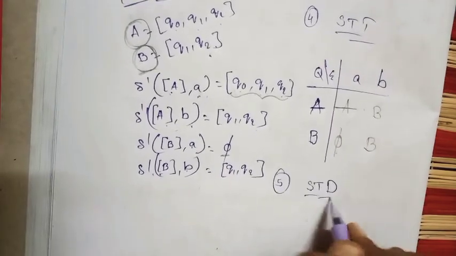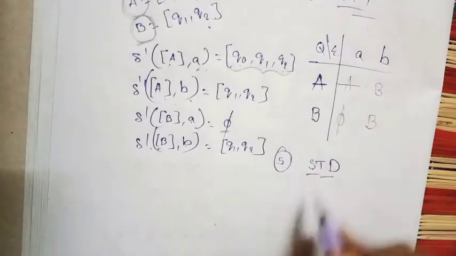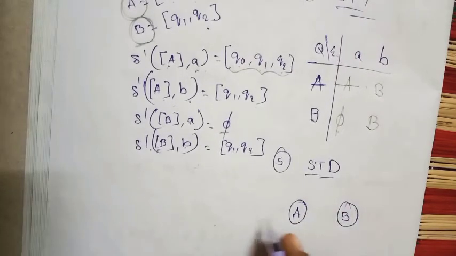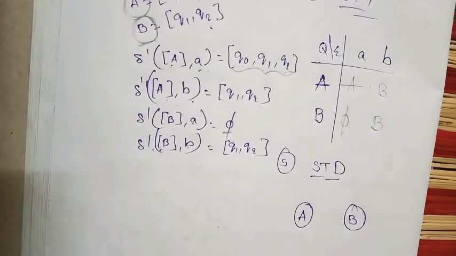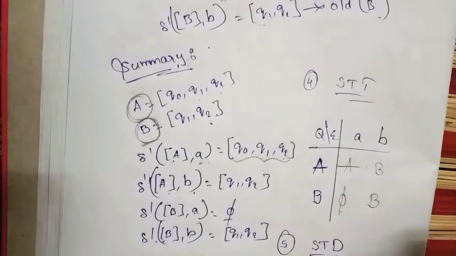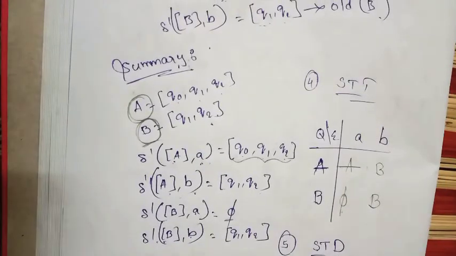State transition diagram, guys. See, how to represent it? Just write the states whatever we have: A, B, only two states we have. Here A is the starting state, guys. Another thing is, if any new state appears and that new state consists of the final state, then represent that new state as the final state.